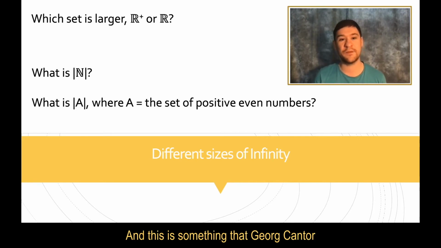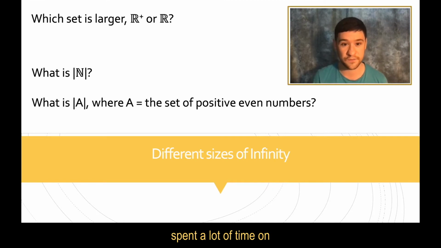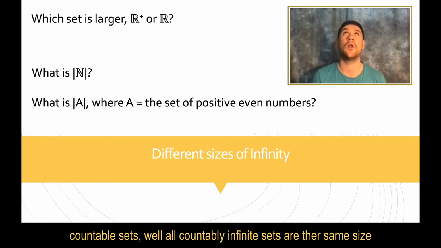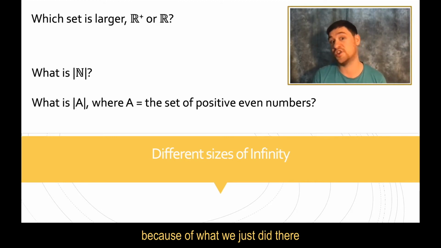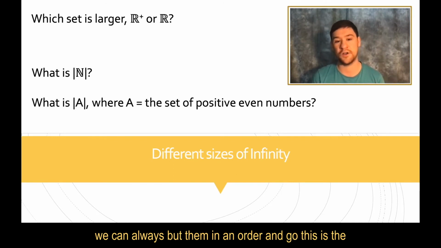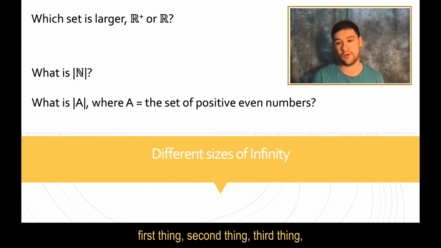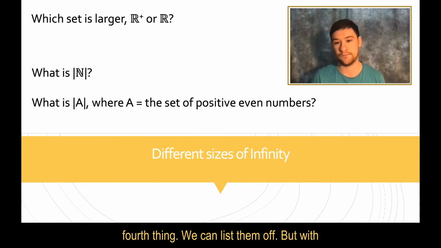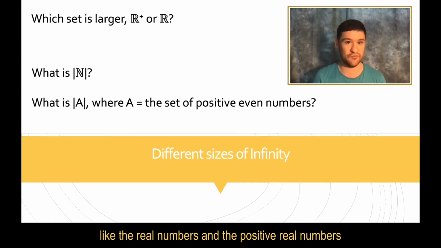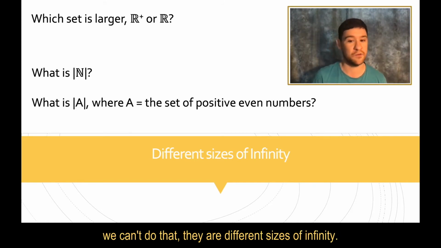And this is something that Georg Cantor spent a lot of time on, and he came up with this idea that all countable sets, well, all countably infinite sets, are the same size. Because of what we just did there, we can always relate them back to the natural numbers. We can always put them in an order and go, this is the first thing, second thing, third thing, fourth thing. We can list them off. But with uncountably infinite sets, like the real numbers and the positive real numbers, we can't do that. They are different sizes of infinity.